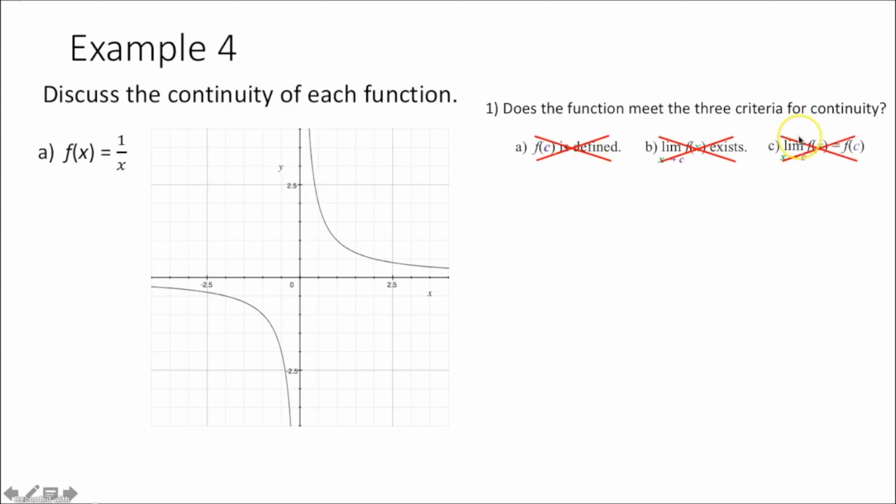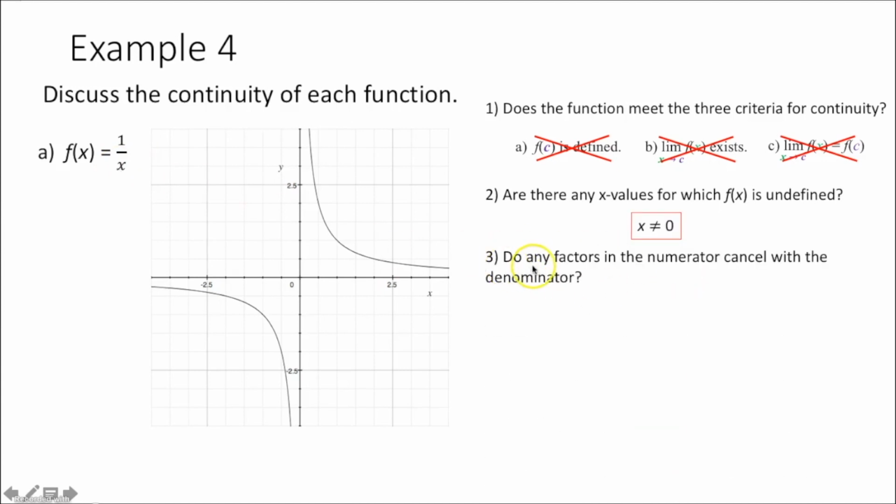Because of this, we know there is a discontinuity in this graph somewhere. So let's go ahead and move forward. Are there any x values for which f of x is undefined? So are there any x values that cause the denominator to equal 0? Yes, 0. So x cannot equal 0. Next, we ask ourselves, do any factors in the numerator cancel out with the denominator? No, there's only a 1 in the numerator, so therefore nothing can cancel out.